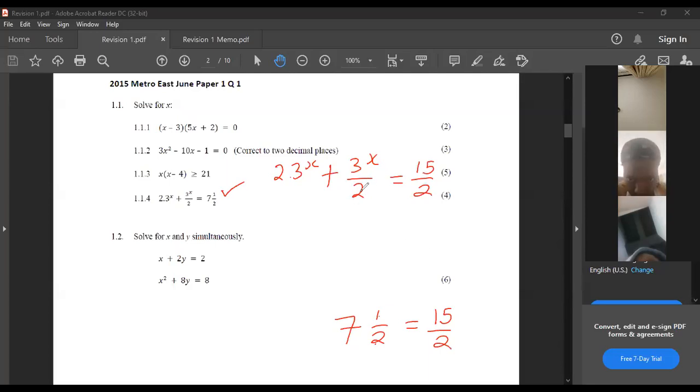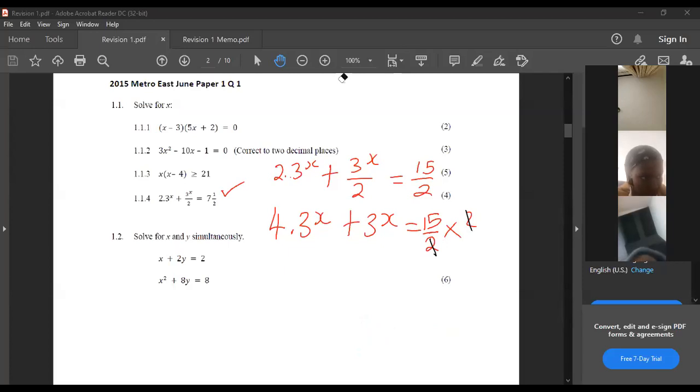The problem here is this denominator 2. So what do I need to do? I can cross multiply. The 2 doesn't multiply the 3 because it has an unknown exponent x. It only multiplies the 2, because it's 2 times 3. So it will be 2 times 2, which is 4, times 3 to the power x, plus 3 to the power x, is equal to 15 over 2 times 2. The 2 and the 2 will cancel.